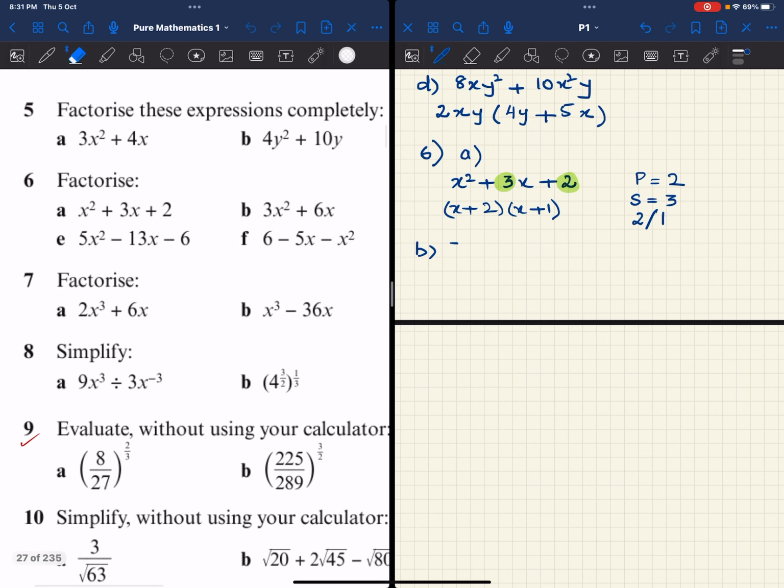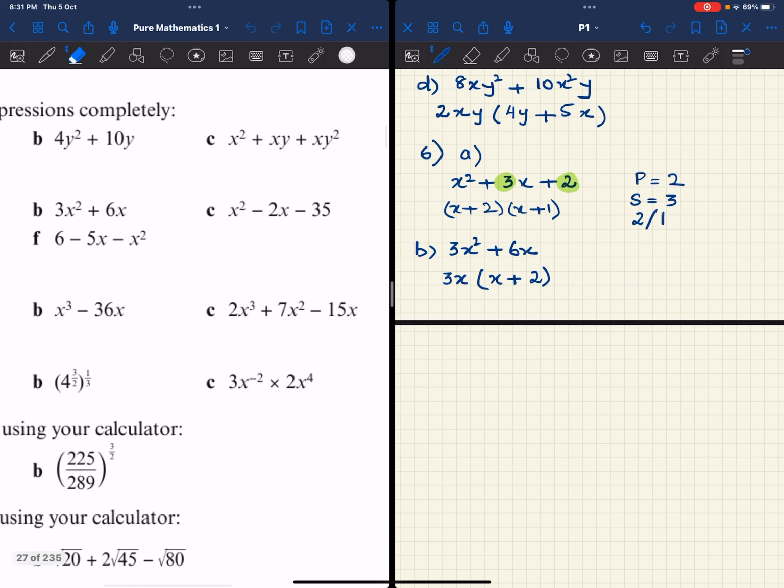we have 3x squared plus 6x. Again, we start by looking if there is a common factor in the terms. We have 3 and x common. We remove the common factor out. What is left out of the first term is x, and from the second term we have 2 remaining. That was B. Then C, we have x squared minus 2x minus 35.